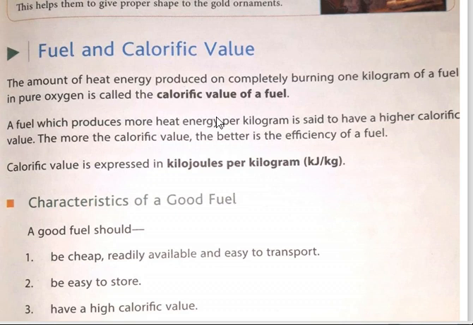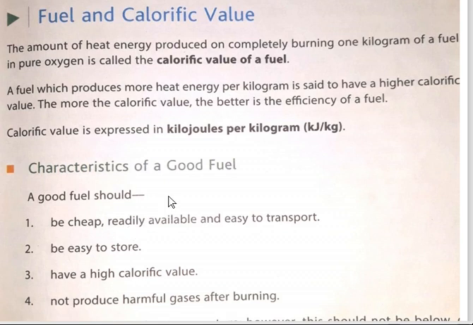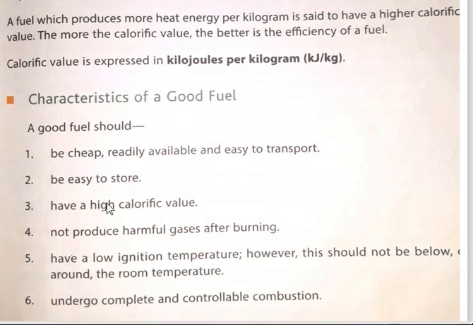The higher the calorific value, the better the efficiency of a fuel. Calorific value is expressed in kilojoules per kilogram. See, here the symbol is given. It means the amount of heat produced by burning 1 kilogram of that fuel in pure oxygen is called its calorific value.